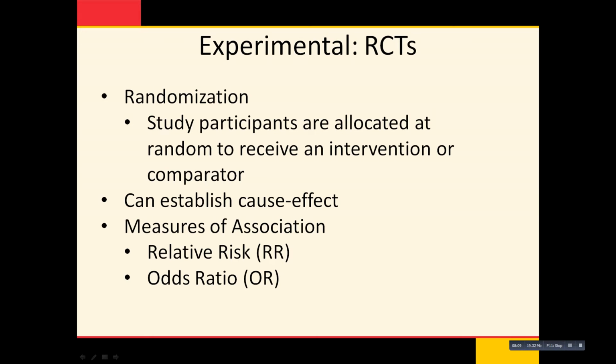The other aspect I want to mention with RCTs is the measures of association. We learned about those in our deciphering health statistics, and relative risk and odds ratios are two measures of association we can use with randomized controlled trials.